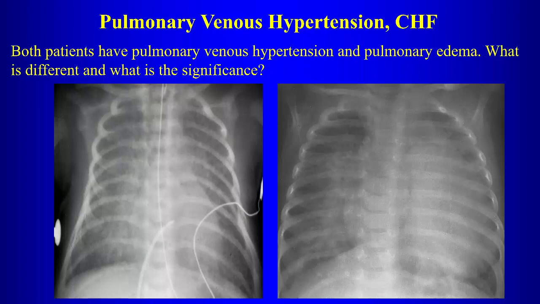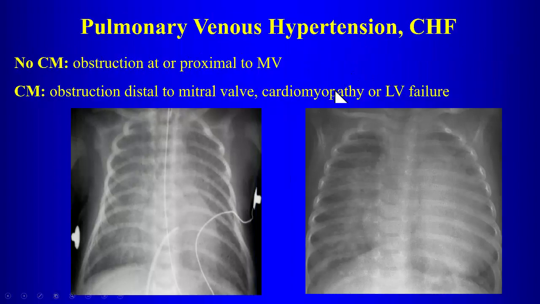It tells you the location of the obstruction, right? So if the heart is not big, the obstruction is at or proximal to the mitral valve, right? If the heart is big, then there's obstruction distal to the mitral valve, okay? So no cardiomegaly, obstruction at or proximal to the mitral valve; cardiomegaly, obstruction distal to the mitral valve.